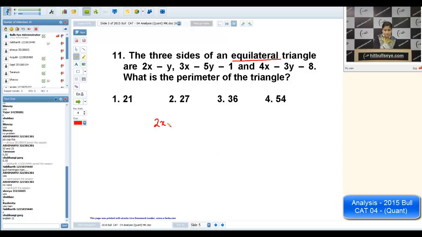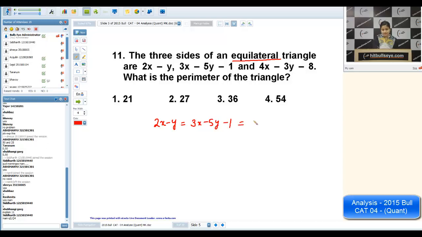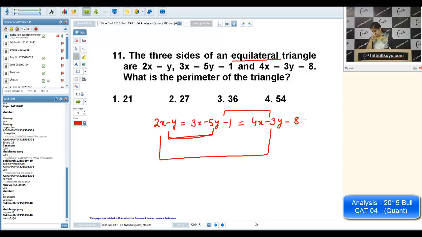So I am considering 2x minus y is equal to 3x minus 5y minus 1, which is equal to 4x minus 3y minus 8. If I take these two equations equal, or these two equations equal, we'll have two equations and two unknowns. We can solve those two unknowns and get the value of x and y. We'll put the value of x and y and get the length of the side. Since we know the length of the side, which comes out to be 9 in this case, we can calculate the perimeter of the triangle. Is it okay, Shubhangi?